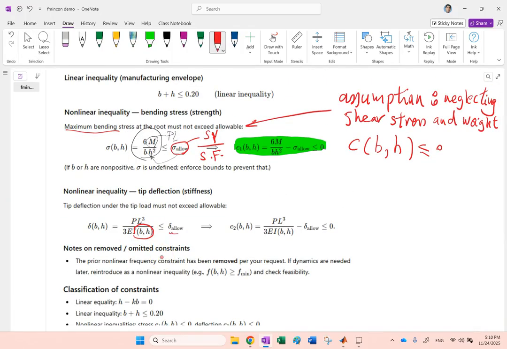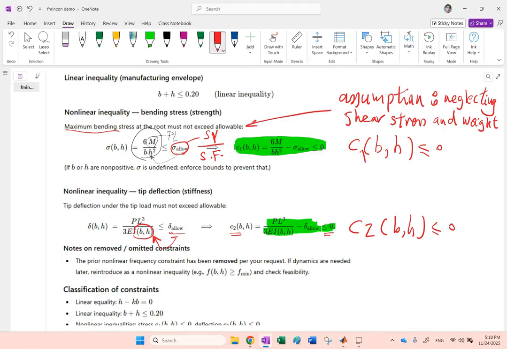This guy should be less than sigma allowed. Again, you bring it to the other side. It's less than or equal to 0. So you see, this is your second function that is a nonlinear inequality, right? You see, again, B and H are in the I, and sigma allowed is 5 mil. So this is your second nonlinear inequality. So if that one was C1, this one is C2 of B and H less than or equal to 0.